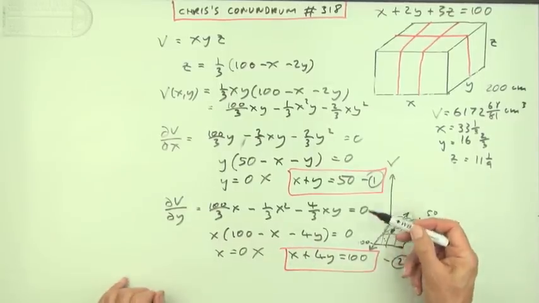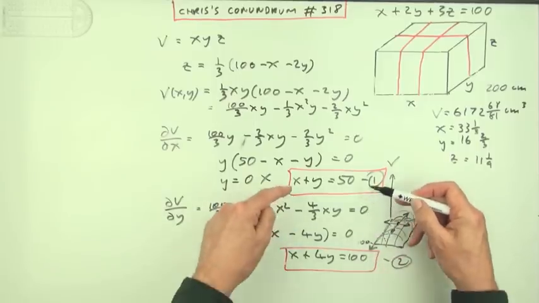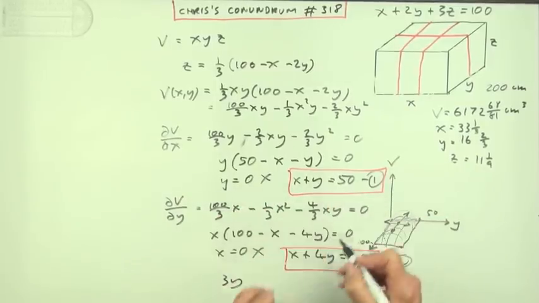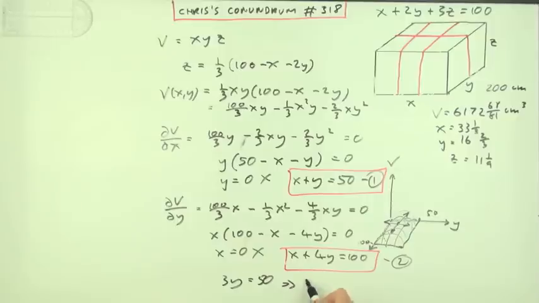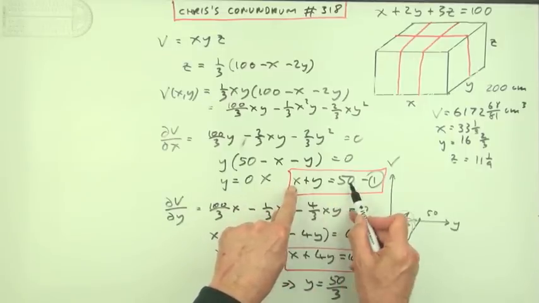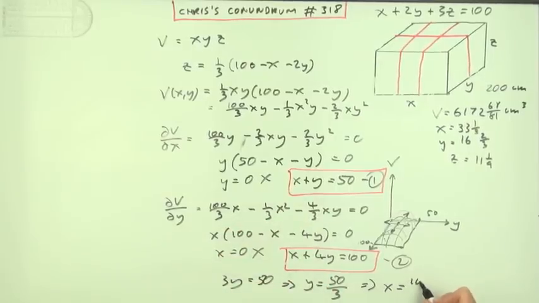Now, running out of room, taking this equation and subtracting that one, x minus x disappears, 4y minus y makes 3y, 100 minus 50 is 50, so I get y equals 50 upon 3. It's the same thing I had before. 50 upon 3, 16 and 2/3. Which means that if y is 1/3 of 50, x must be, to satisfy this, 2/3 of 50. So x would be 2 times 50 upon 3, that's 100 upon 3, same as before.